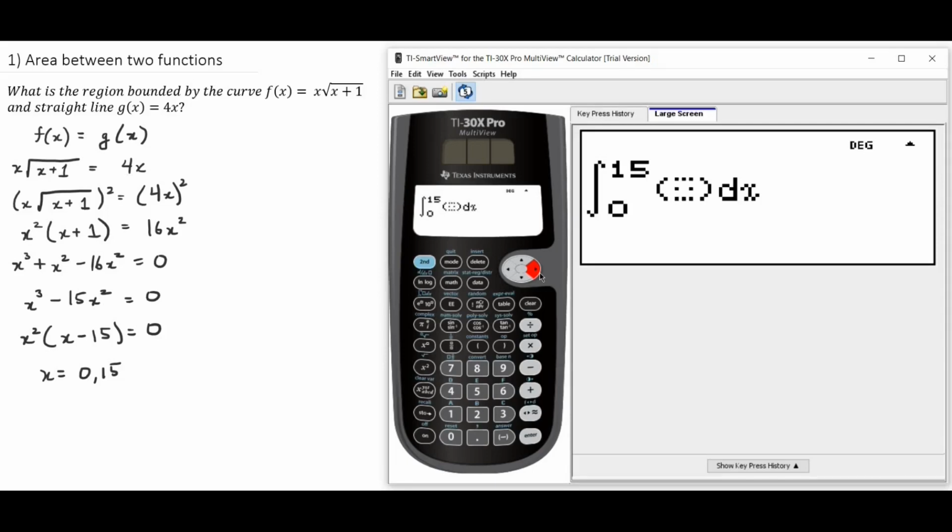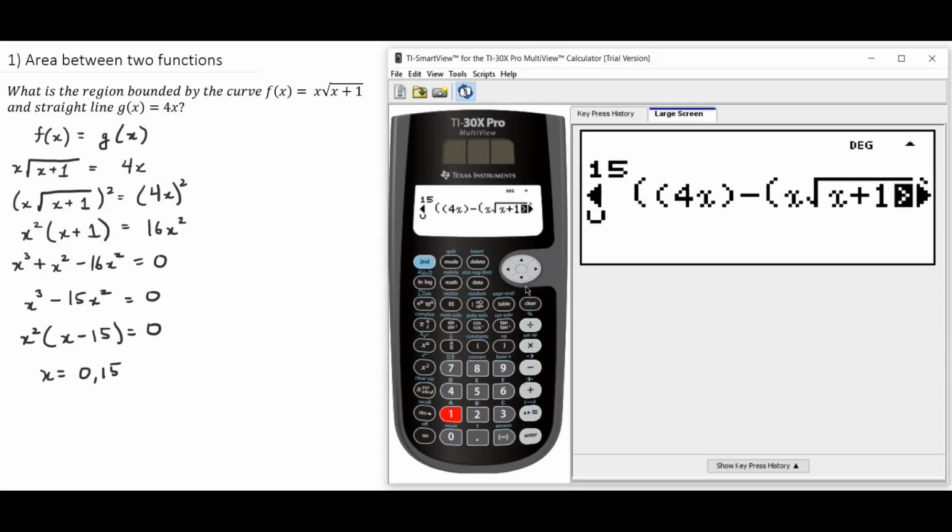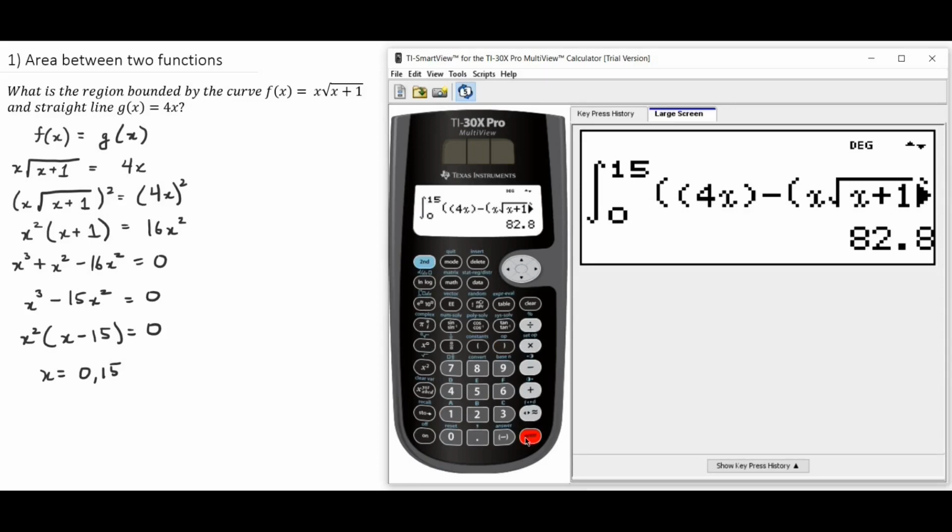G of x would be 4x, minus f of x, which is equal to x times the square root of x plus 1. And we can now solve this integral. So the area between the two functions is 82.8.